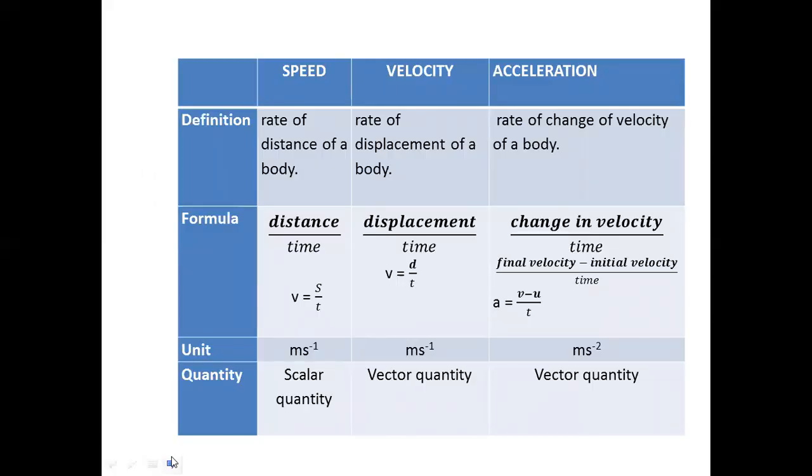Okay, now we're going to do the recap of speed, velocity, and acceleration. Speed is the rate of distance, velocity is the rate of displacement, acceleration is the rate of change of velocity. The formula for speed is distance divided by time, for velocity, displacement divided by time, and for acceleration, change in velocity divided by time. Both speed and velocity have the same unit, meter per second, but the unit of acceleration is meter per second square.